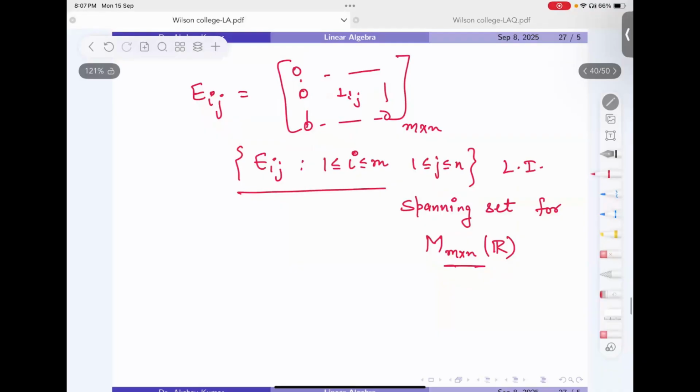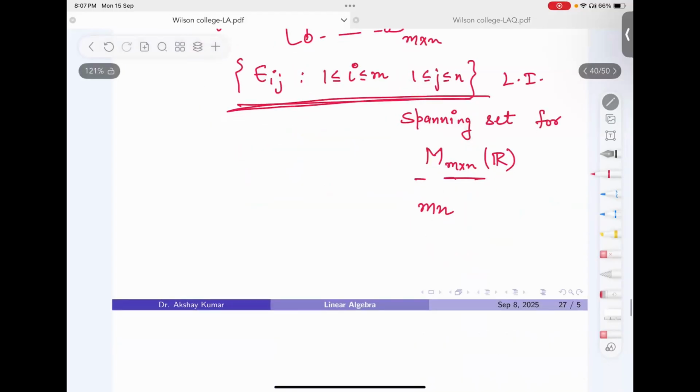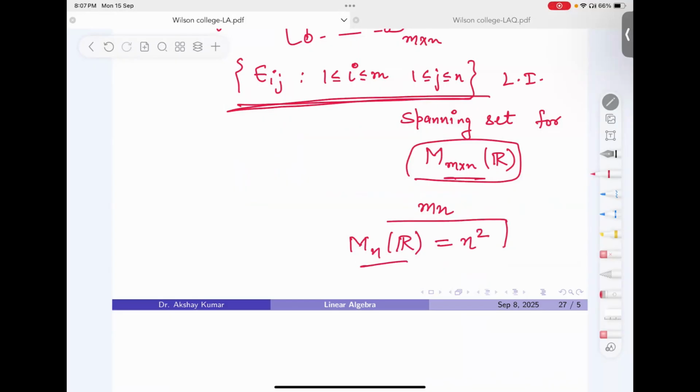Now what is the cardinality of this set? M into N. So the cardinality of this set is M into N, so the dimension of this space is M into N. And in particular, the dimension of n cross n matrices is n square.